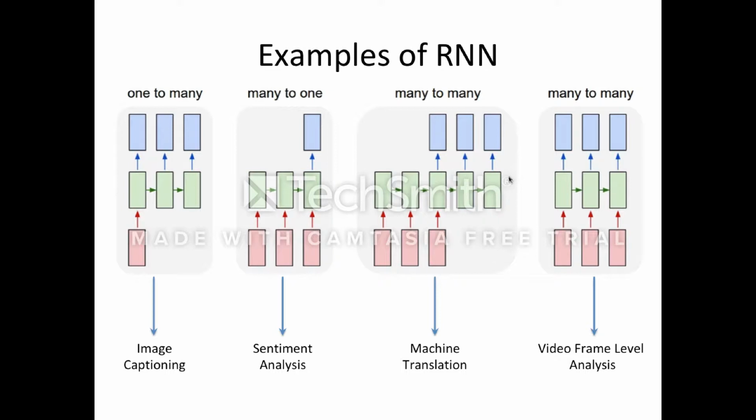The third architecture, which is shown in the figure, is for machine translation. Machine translation is where you can convert from English to French or English to any other language, or between any two languages. We provide a sentence as the input, and then we do an encoding phase, and from the encoding phase it goes to a decoder, and from the decoder it produces output in a different language. The last architecture shown is for video frame level analysis, where we analyze each video frame by frame.